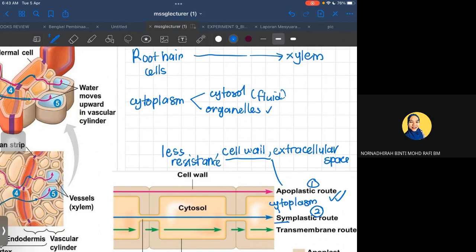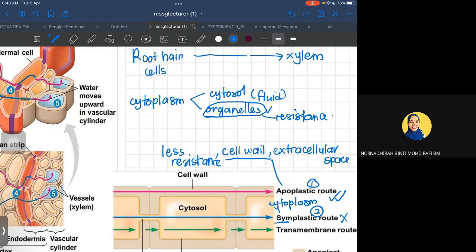So basically plant tak suka cara symplastic pathway. This is not a preferable way of water movement. Sebab apa? Sebab organelles ni sendiri adalah kita nak panggil sebagai resistant. Okay, sebagai resistant, dia banyak halangan. Sebenarnya sel ni adalah benda yang sangat busy, benda yang sangat sibuk, banyak benda yang ada di dalam tu. So organelle ni is one of the resistant.